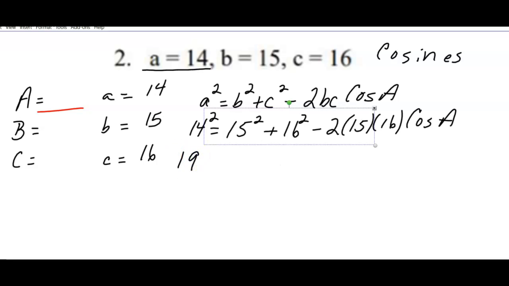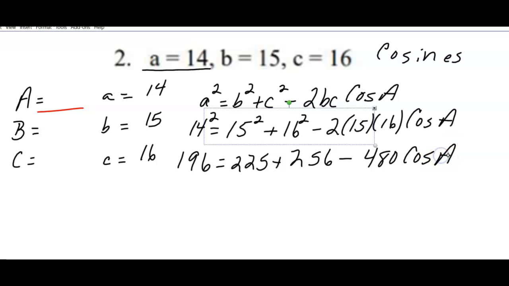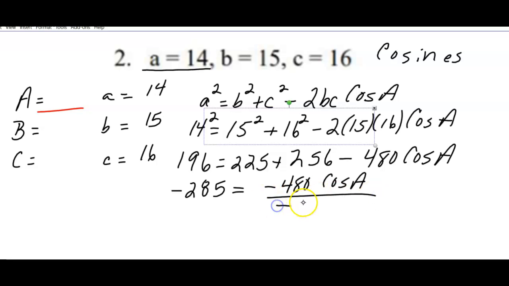So this is 196 equals 225 plus 256 minus, and then go ahead and multiply those together. This gives you 480 times the cosine of A. Okay, so you want to subtract these two numbers over to the other side. And you would get negative 285 equals negative 480 times the cosine of A. In order to isolate the cosine of A, you need to divide by negative 480.